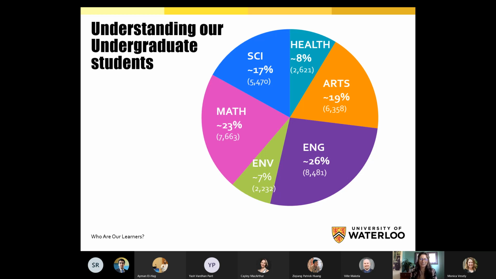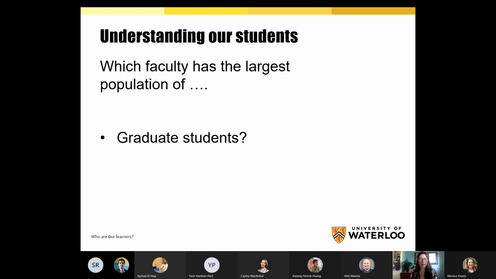Okay, so what population do we believe makes up the largest population of graduate students? Okay, we have 6 votes for engineering this time.